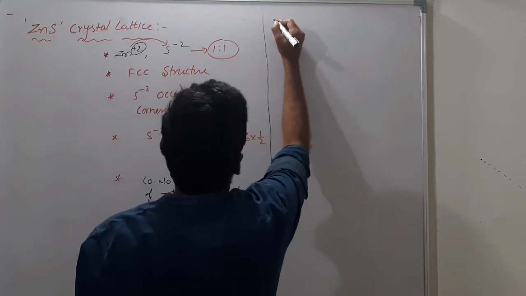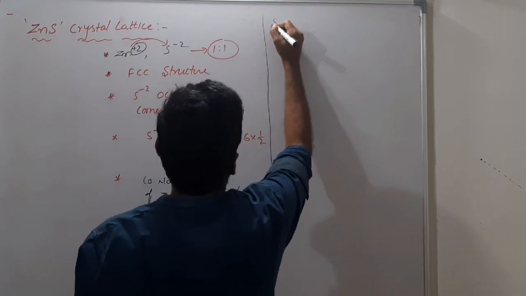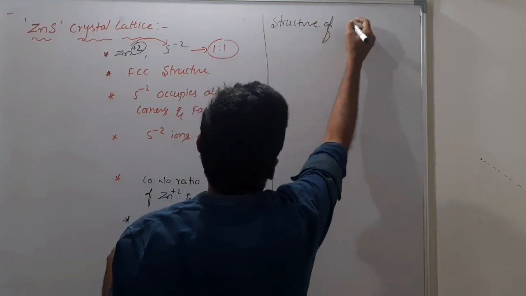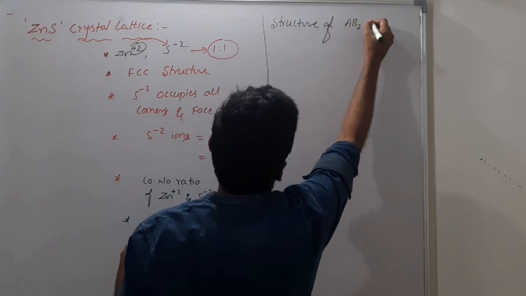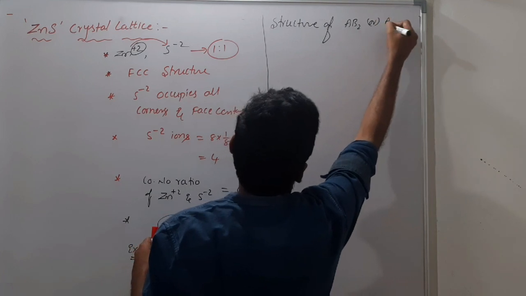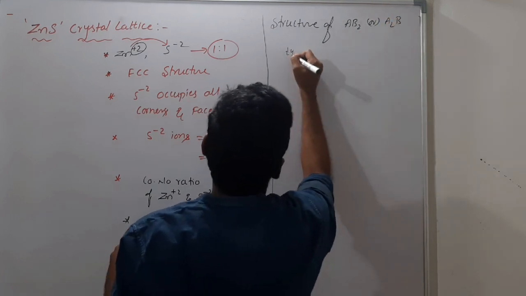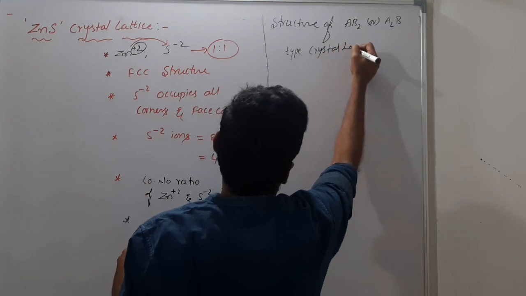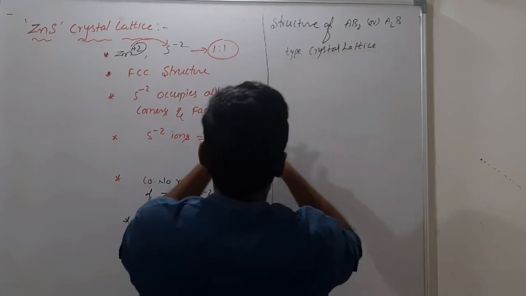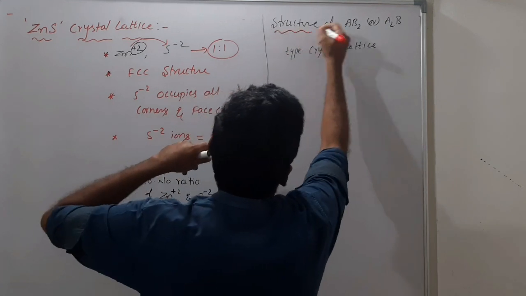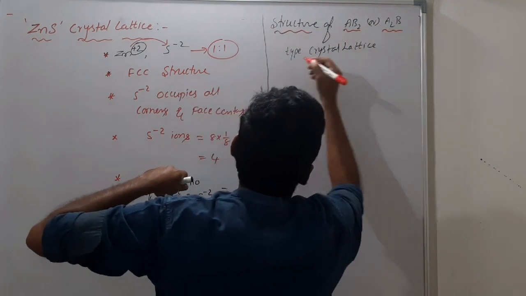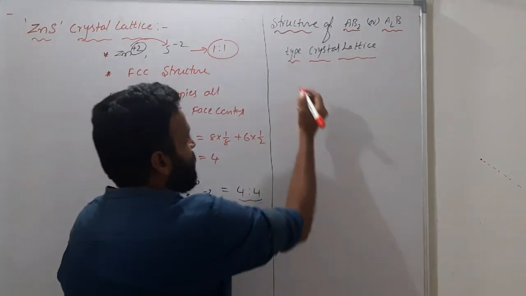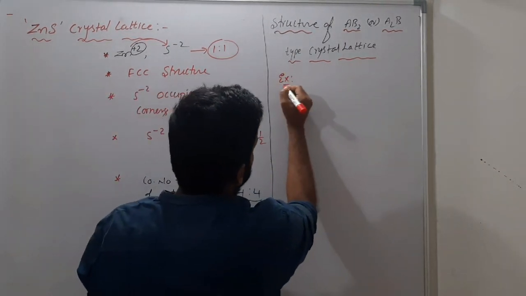Next we have the structure of AB2 or A2B type crystal lattice. About this we have to discuss. Structure of AB2 or A2B type crystal lattice. First we will discuss the first one.